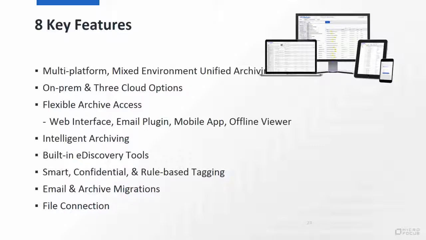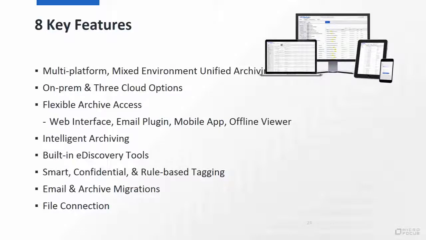Of course, there's the flexible archive access, being able to access it from the web interface and that email plugin, or the mobile app, or the offline viewer. That ability to tie directly to your email system to do that intelligent archiving, making sure that you have a complete and compliant archive. Those built-in e-discovery tools, you don't have to add those on.